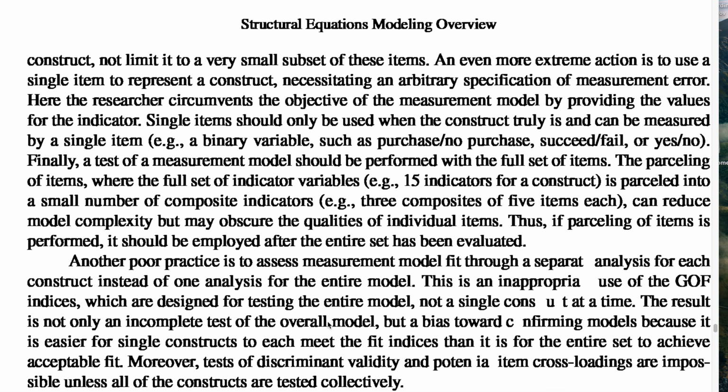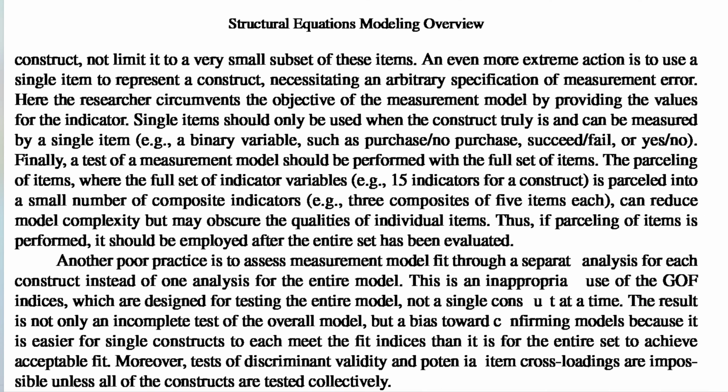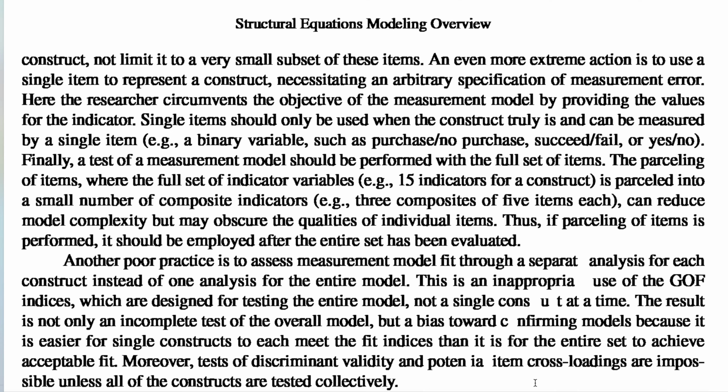An even more extreme action is to use a single item to represent a construct, necessitating an arbitrary specification of measurement error. Here the researchers circumvent the objective of the measurement model by providing the value of the indicator. A single item should only be used when the construct truly is, and can be, measured by a single item, that is, a binary variable such as purchase, no purchase, succeed, fail, or yes or no.